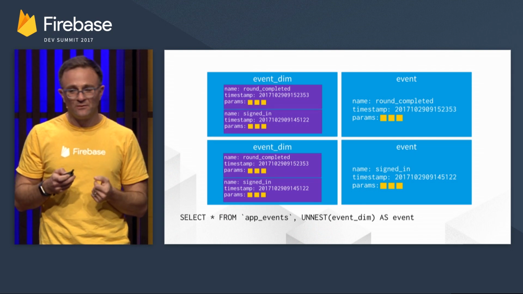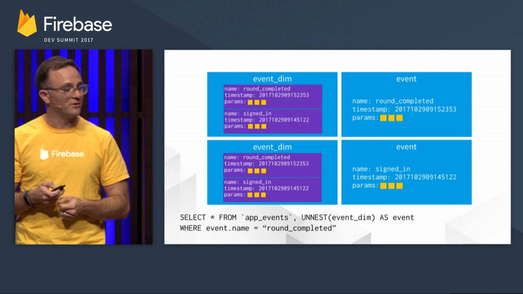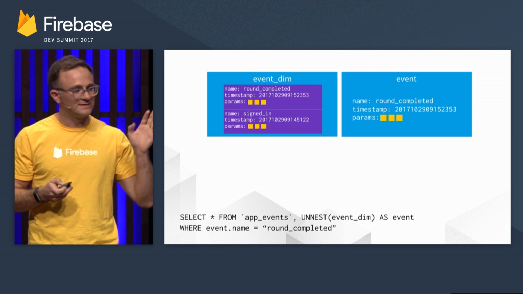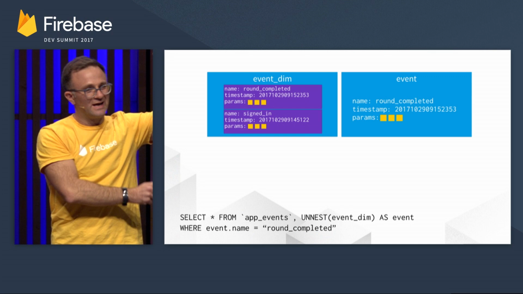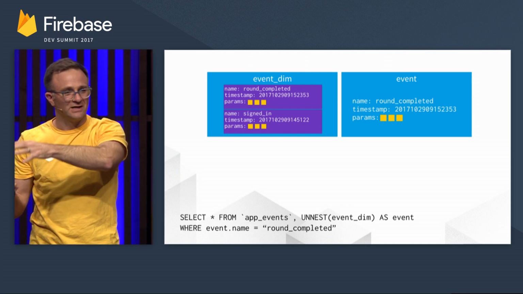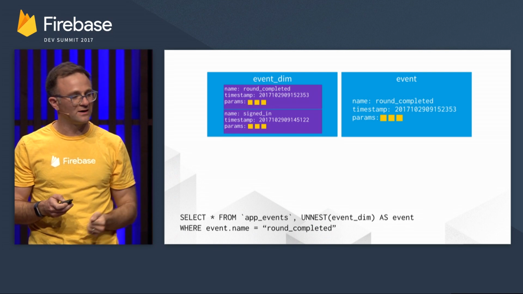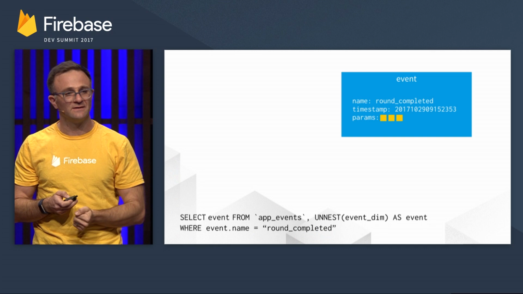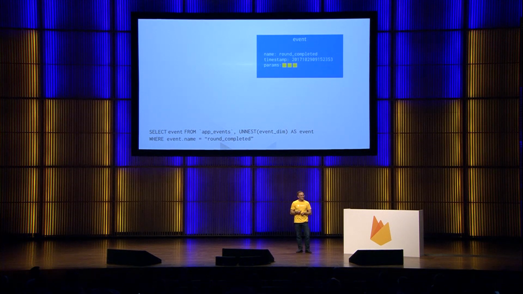And then once we do that, we can basically query the individual record. Now we can say, all right, now let's look for the round completed events, and we'll just get those. And I find that it's a little confusing sometimes to see your original event dim array right next to the event you're actually interested in in your results. So you'll find in practice, people don't do select star. They might just say, you know what, let's select event. And so that will get you just the event you need. So let's take a look at doing that in my demo.